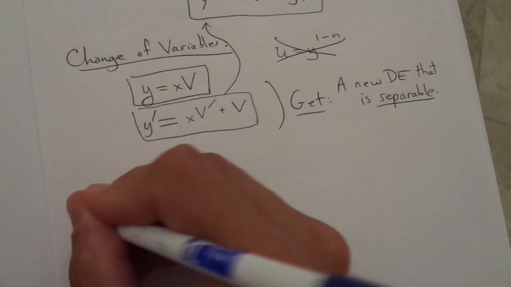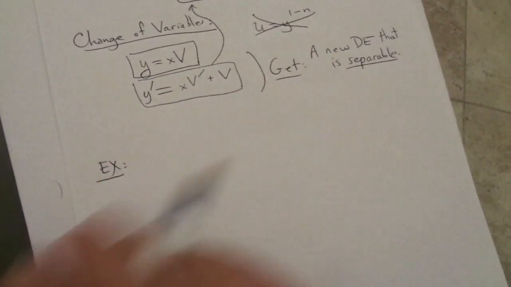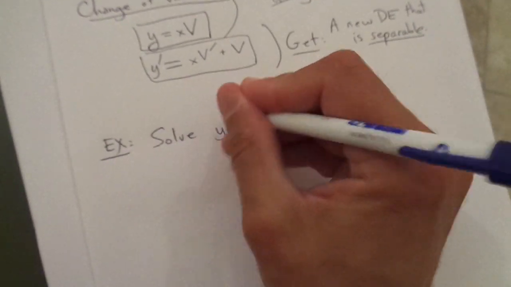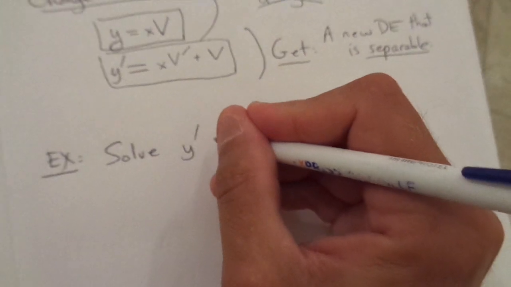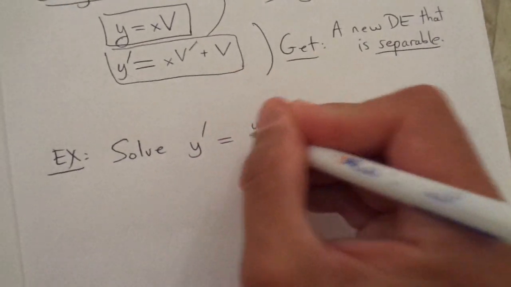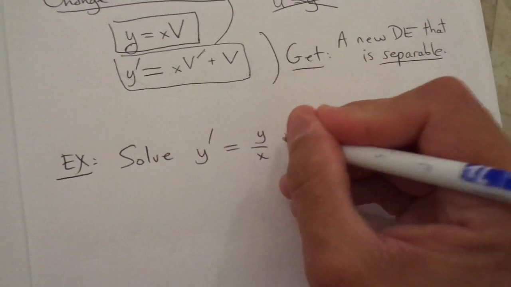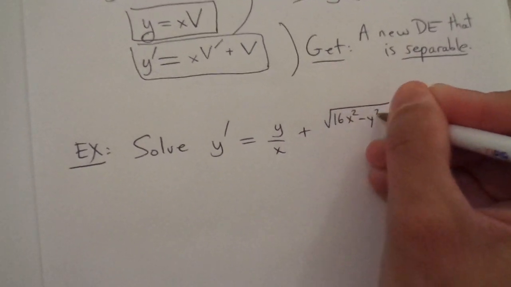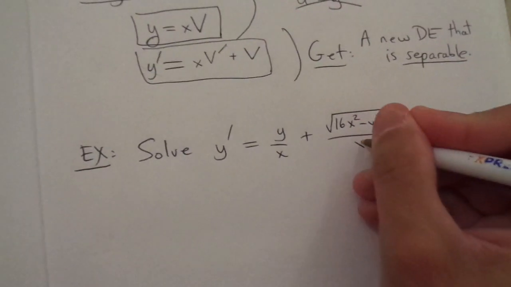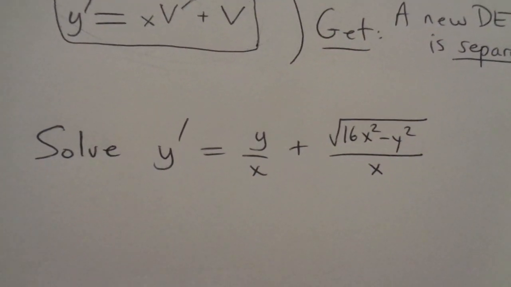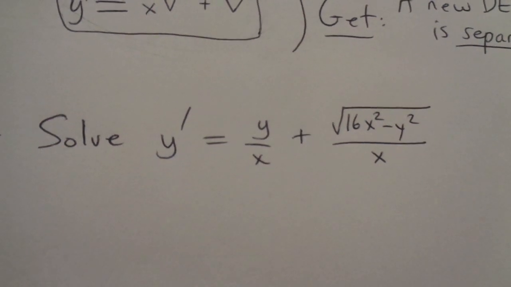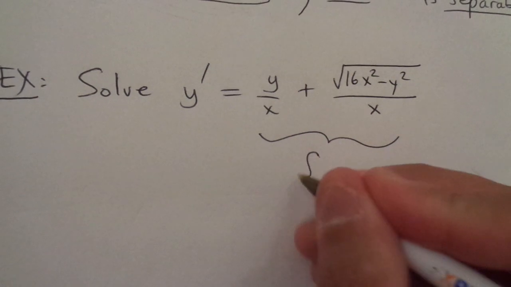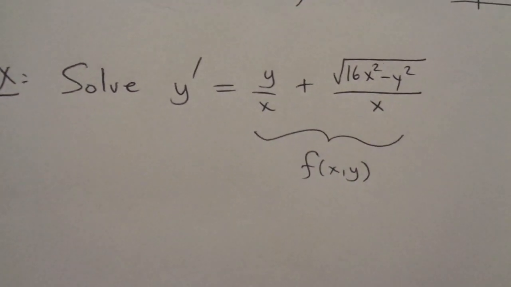Okay, so here's an example. Let's just do a quick example of this. Suppose I ask you to solve y prime equals y over x plus the square root of 16x squared minus y squared, all over x. Okay, let's suppose that's the problem that we want to solve. Notice that this is the right-hand side. This is my f of x and y.